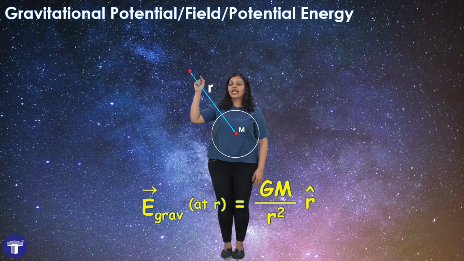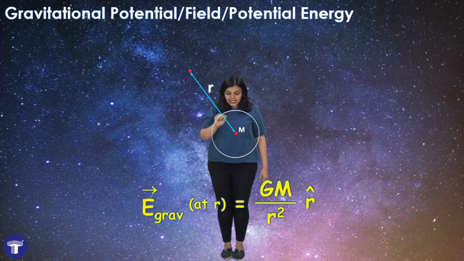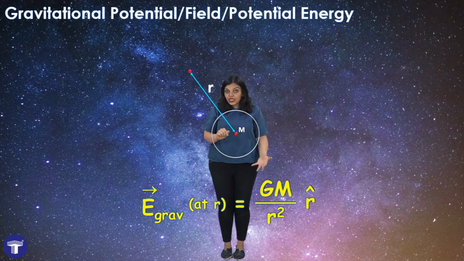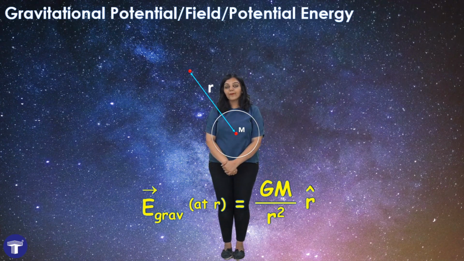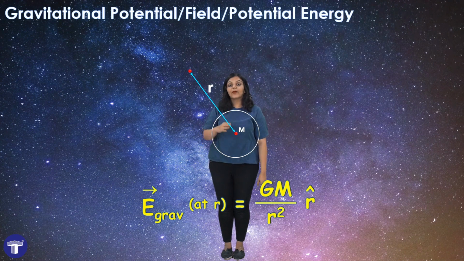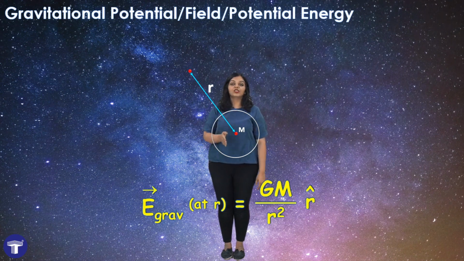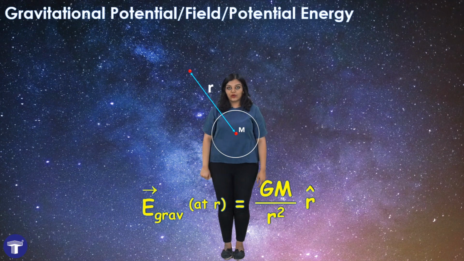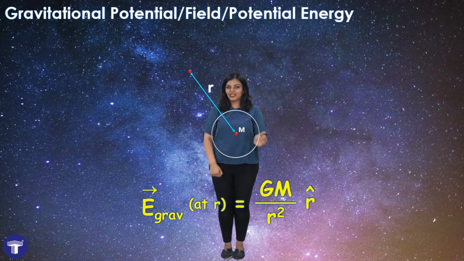where capital M would be the mass of this object, small r is the distance between the point at which you want to find the field and the center of the object whose field you want to find, and r cap is merely the unit vector in the radial direction, that is the vector pointing from the center of the object of mass m radially outward, and of course of unit magnitude.